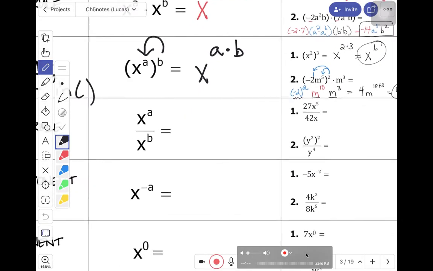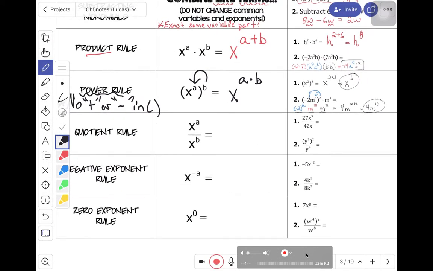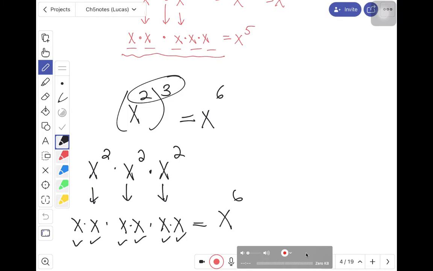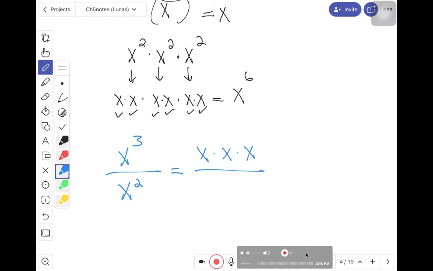Now, what we have here in the next property is called our quotient rule for exponents. So let's take a second to talk about how that is also a shortcut. So let's say, for instance, you have x to the 3rd over x squared. Well, if we write that out, x to the 3rd is just x times x times x, right? And then x squared is just x times x.